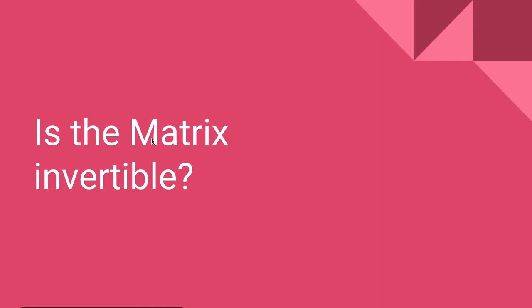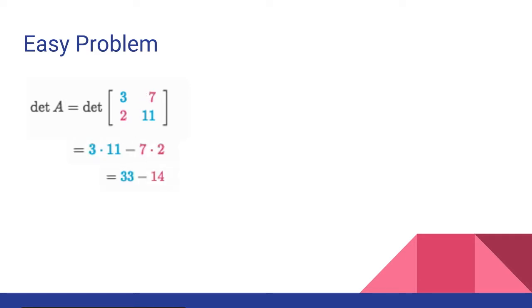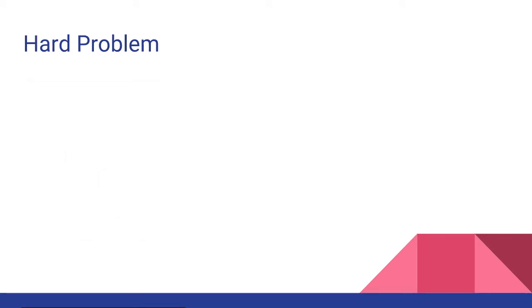And then here we have to check if the matrix is invertible. In an easy problem, I've underlined the numbers that you will multiply: 3 and 11, and 2 and 7, and you subtract just like you would do with the first problem, and then 33 minus 14 equals 19. So yes, it is invertible.